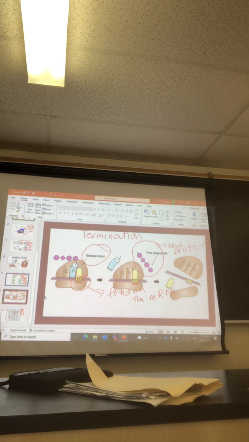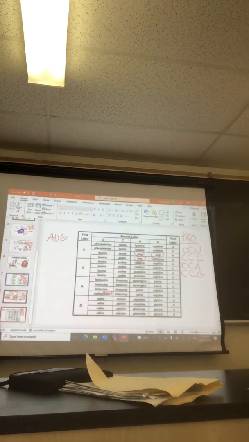Termination: how do we know when to stop? There's a stop codon on the actual mRNA, which signals a bunch of other things to happen, and basically you get a release factor, things break apart, and now we have this beautiful protein. Are you going to give us a notation on that? Not necessarily, maybe, we'll see.